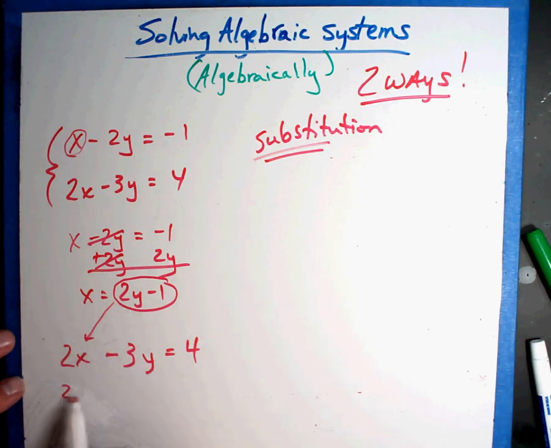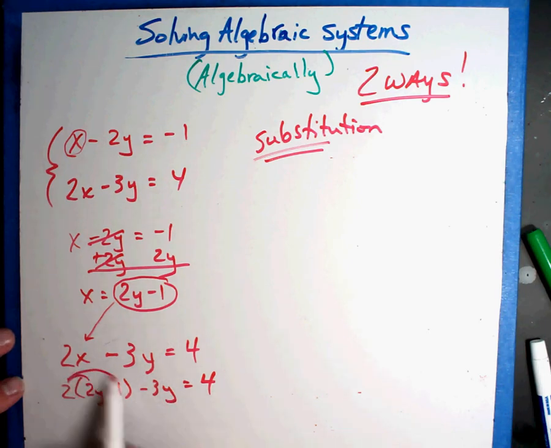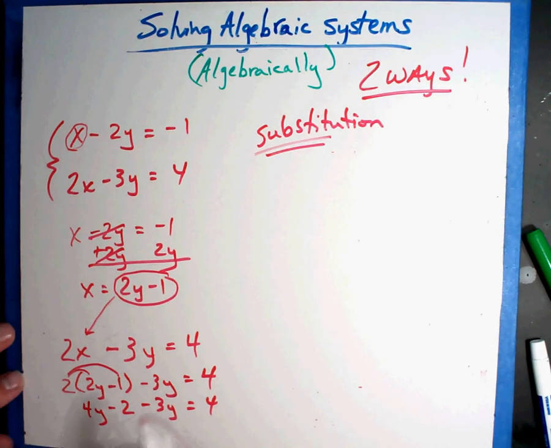So I'm going to have 2 times 2y minus 1 minus 3y equals 4. And you'll notice I don't have two different variables. Now I have only one variable and I can solve. So if I multiply through, remember I'm going to multiply like this. That's 4y, 2 times 2 is 4 times y, minus 2 minus 3y equals 4.